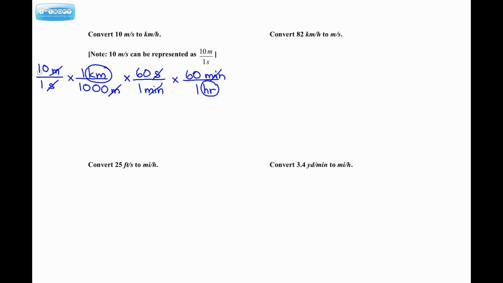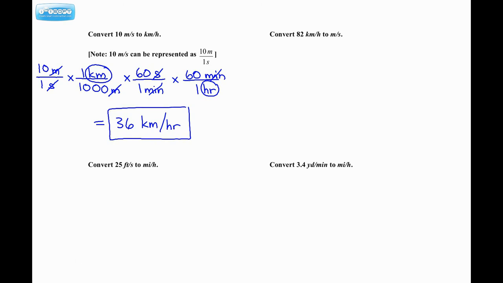Right. So let's work out our calculation. So we have 10 divided by 1,000 times 60 times 60 again, and that gives you 36 kilometers per hour. Okay, that is equivalent to 10 meters per second. So that is how you convert a rate. It's just doing two unit conversions in the same problem.